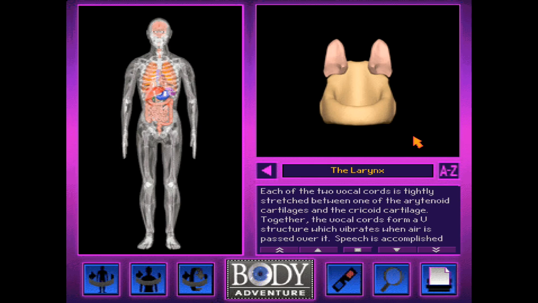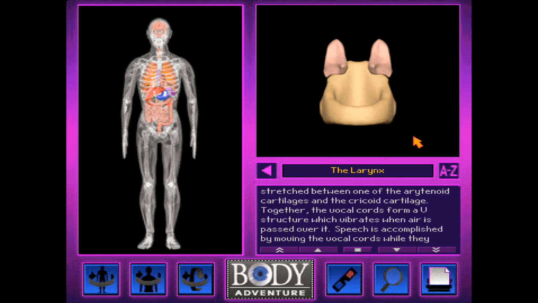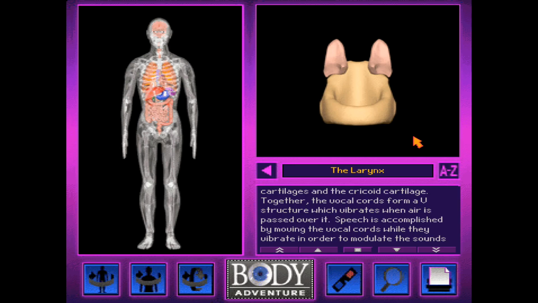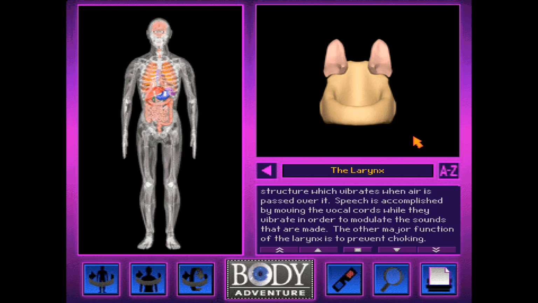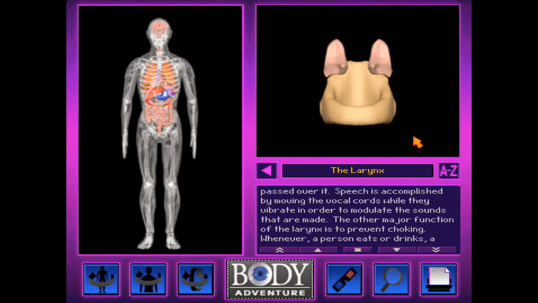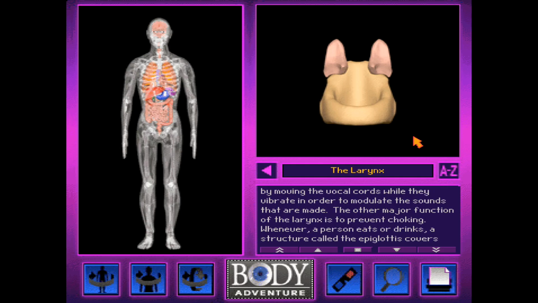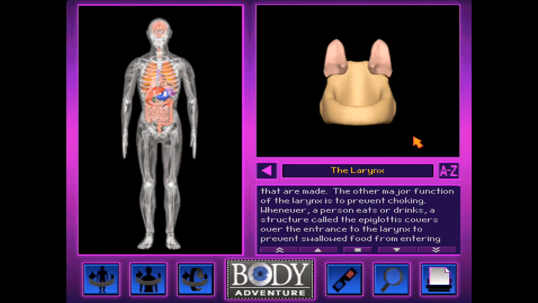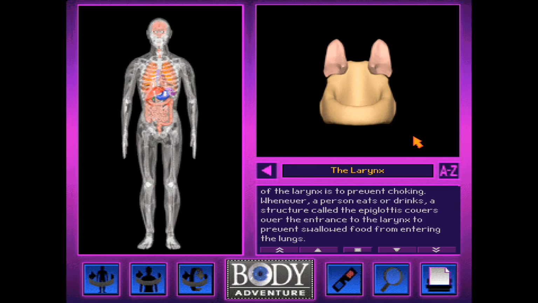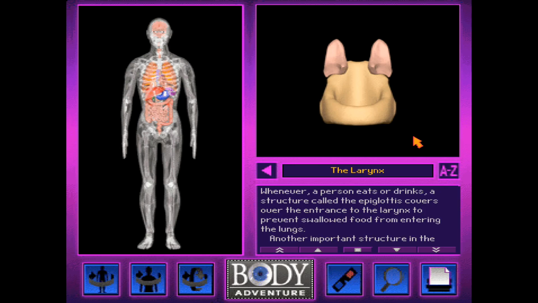Together, the vocal cords form a V structure which vibrates when air is passed over it. Speech is accomplished by moving the vocal cords while they vibrate in order to modulate the sounds that are made. The other major function of the larynx is to prevent choking. Whenever a person eats or drinks, a structure called the epiglottis covers over the entrance to the larynx to prevent swallowed food from entering the lungs.